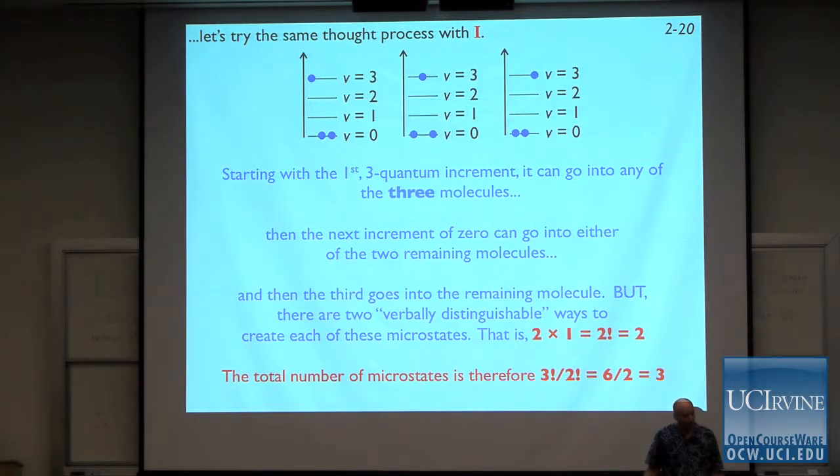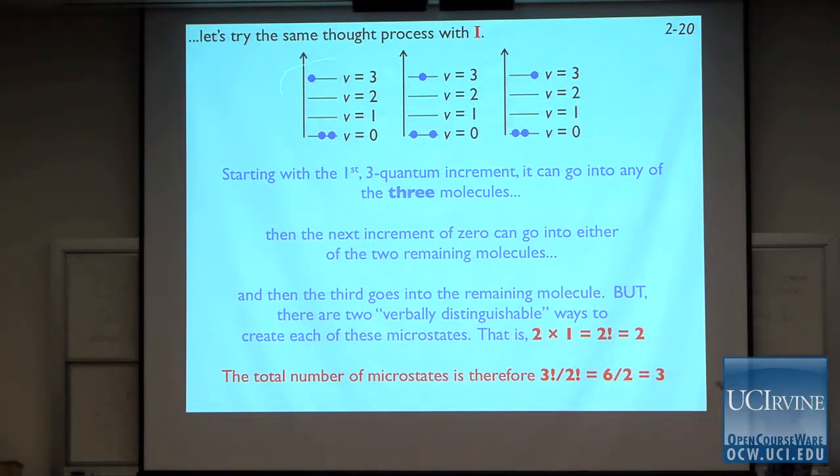What changed? What's the difference between configuration 2 and configuration 3? Or configuration 1, rather? Well, the difference is that this state is degenerate. V equals 0 has got 2 molecules. And in other words, there's 2 indistinguishable ways to create that microstate. I can put this guy here, and this guy here, or this guy here, and this guy here. It makes no difference. I'm going to get the same microstate when I do that.